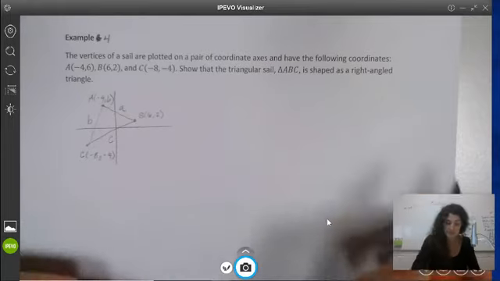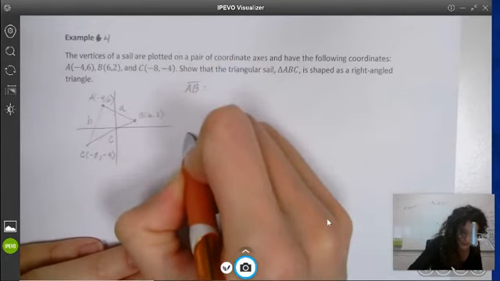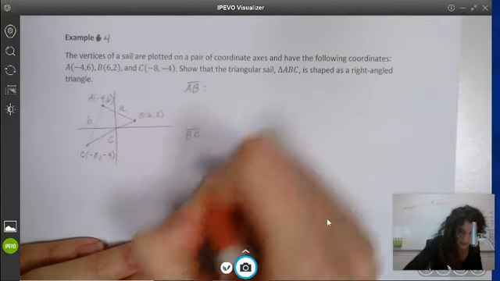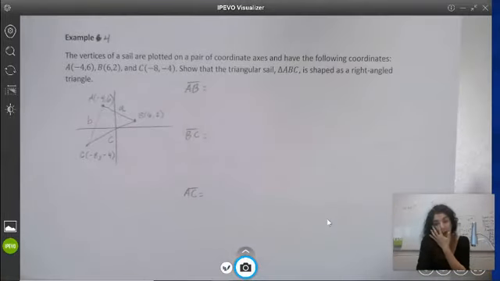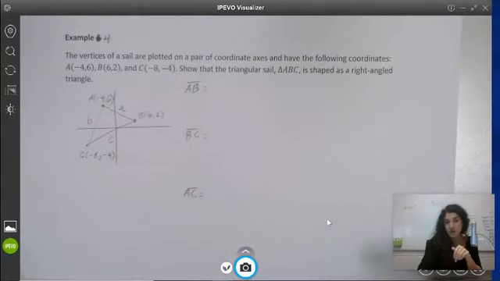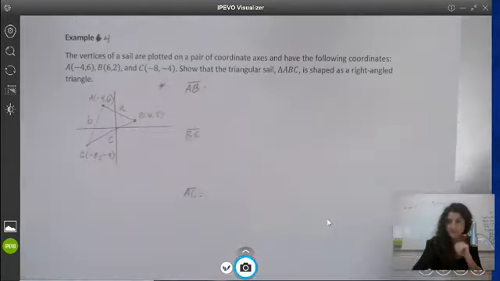First things first, we need to find the distances. I need to find AB, I need to find BC, and I need to find AC. Go ahead and leave them in square roots because it's going to be easier to plug it into the Pythagorean theorem. You'll see later, but go ahead and find all of those distances for me.